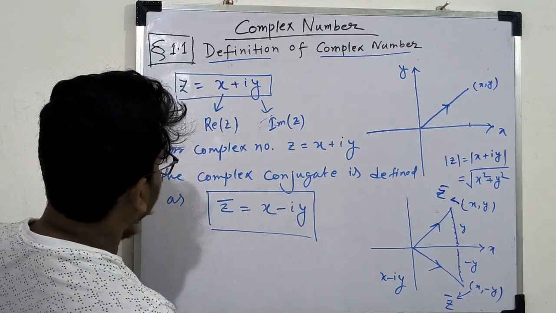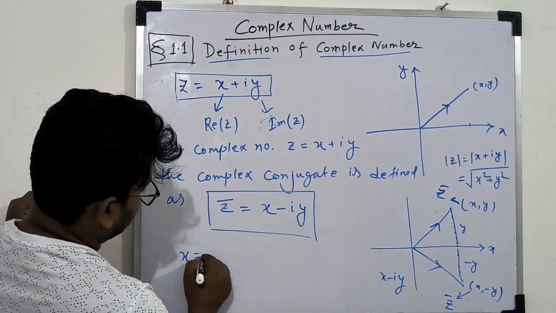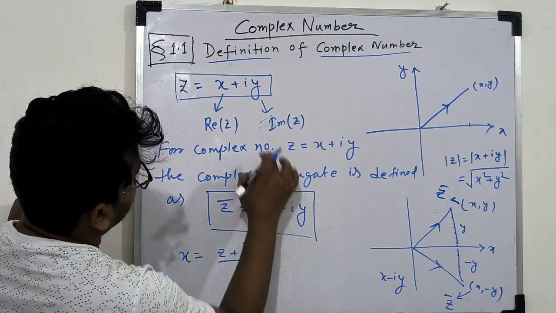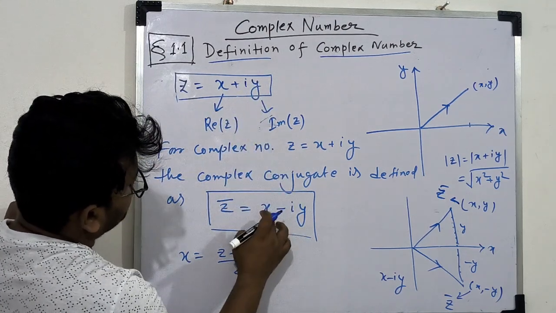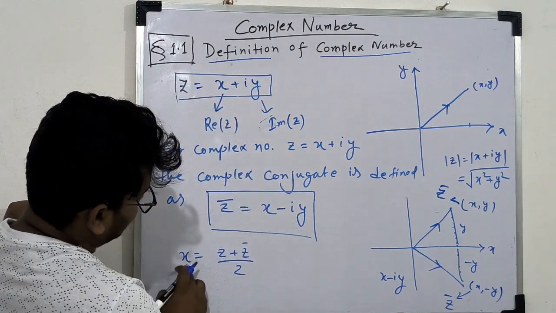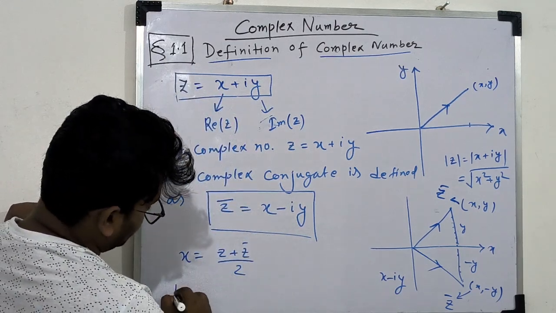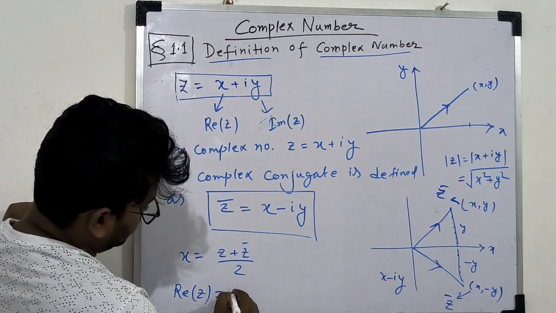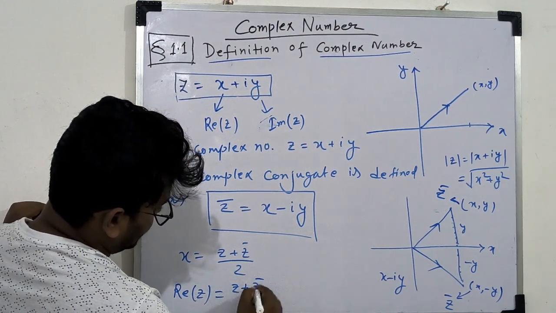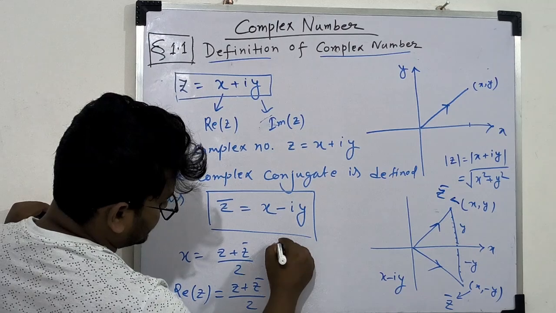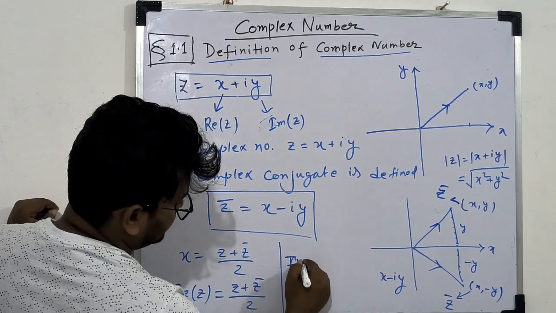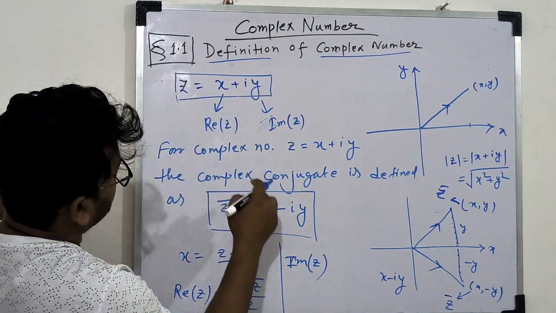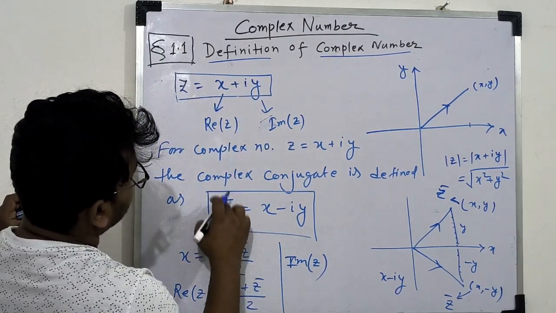From this we can calculate that x equals z plus z bar divided by 2. If you add these two terms, 2x equals z plus z bar, and then x becomes this. So x is the real part of z, so we can write real z equal to z plus z bar divided by 2, and similarly imaginary z can be calculated by subtracting z bar from z.